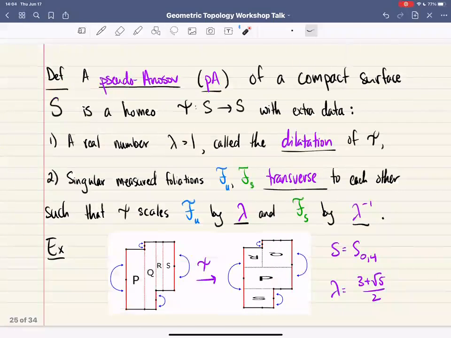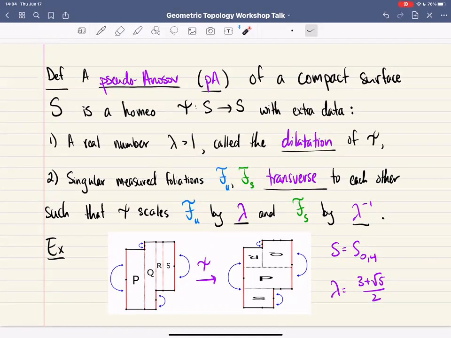Okay. The second player in our story is something that might be familiar to you, a pseudo-Anosov, which I will usually write as a PA for short. This is a homeomorphism of a compact surface S that comes with some extra data. The first piece of that data is some real number, which I'm also going to write as lambda greater than 1. This is called the dilatation of the pseudo-Anosov.